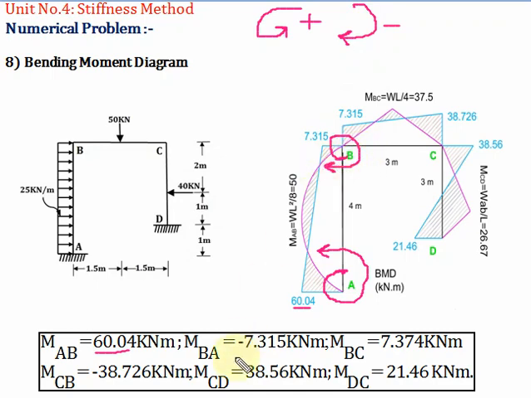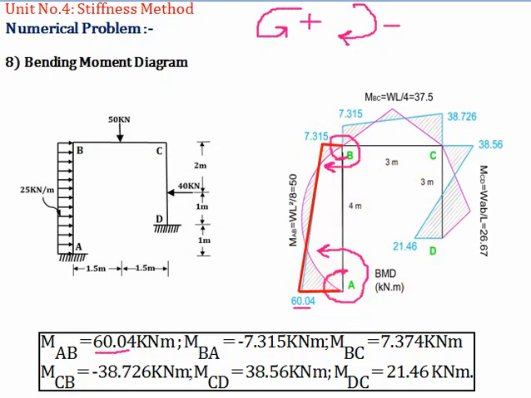Now where is the moment? 7.315? It is on the left hand side. Okay, so after that what do you have to do? You have to join this by a straight line. So I join this by a straight line. So this is the fixed bending moment for member AB.